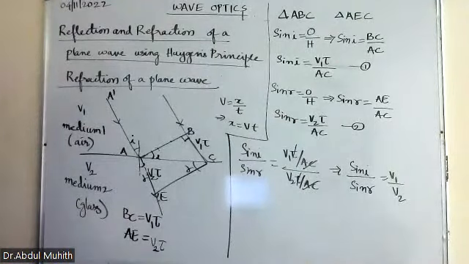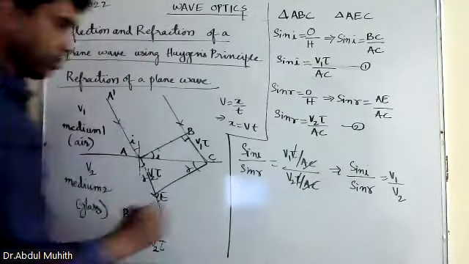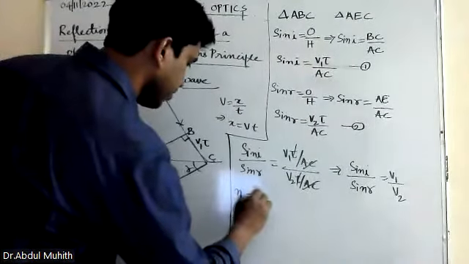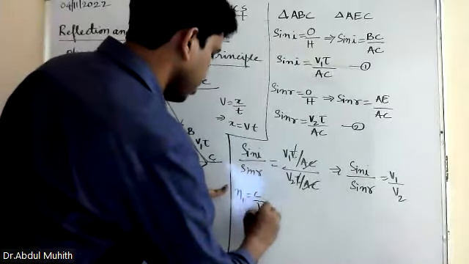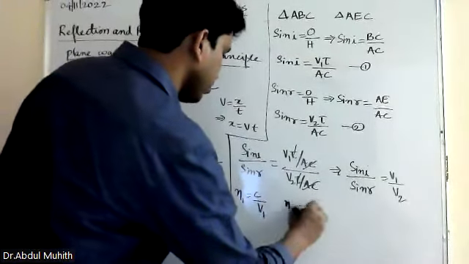Now we have one more formula here, the refractive index formula. Refractive index N1 is equal to C by V1, and N2 is equal to C by V2.